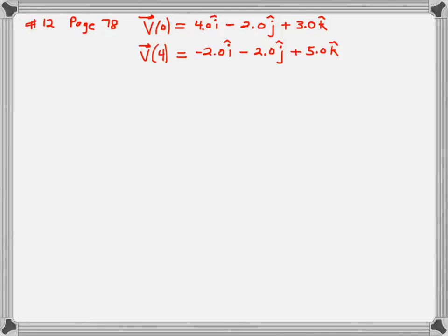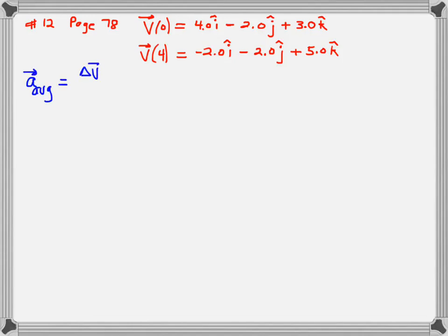This is problem number 12 on page 78, chapter 4. The problem gives us information about a proton: its velocity at time 0 is 4i minus 2j plus 3k, and then 4 seconds later, its velocity is negative 2i minus 2j plus 5k. First question: what is the proton's average acceleration in unit vector notation? And the second part: what is the magnitude of that average acceleration?